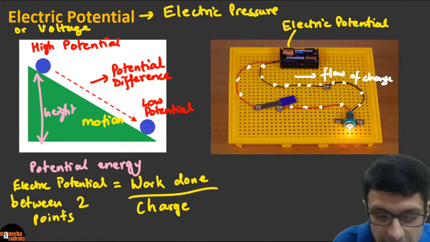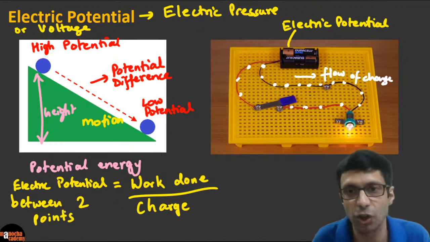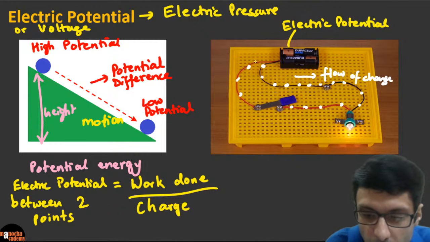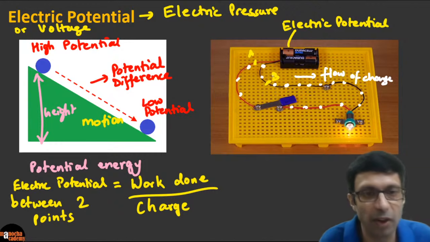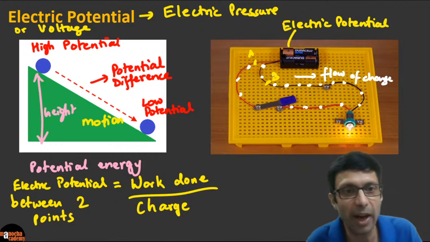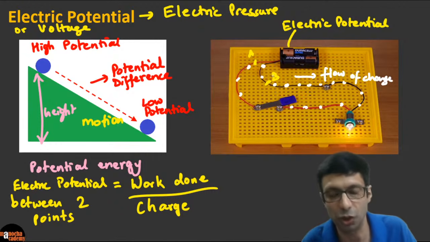is defined as the work done by charge. So 2 points means any 2 points you're considering in the circuit. Let's say this point here, point A and point B. So whatever 2 points you're considering, or the ends of the battery, the terminals of the cell. So it is defined as the work done by the charge.